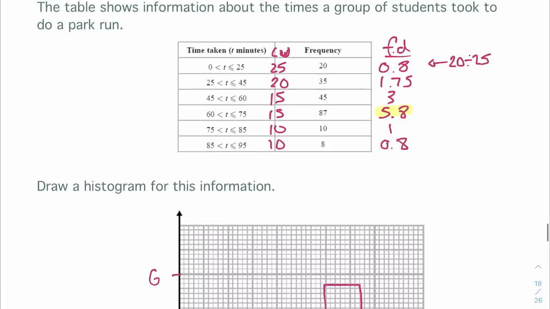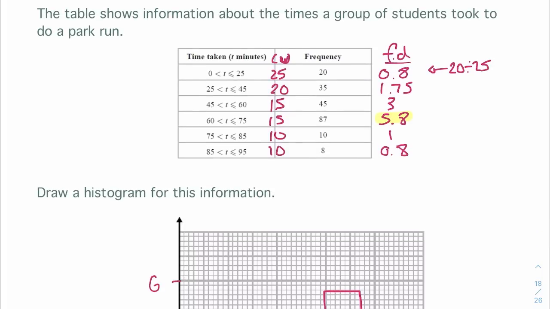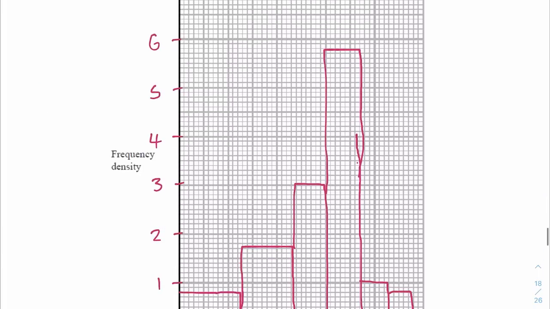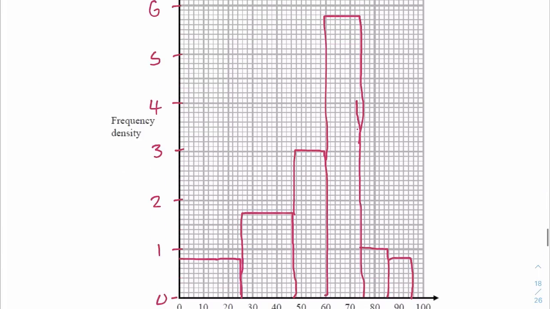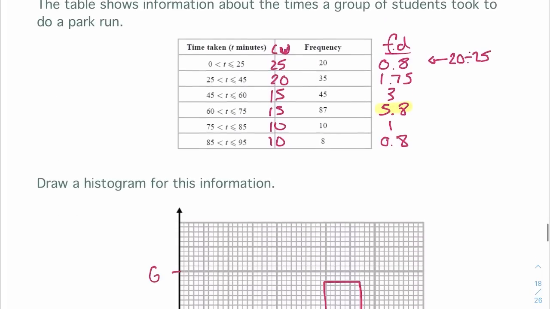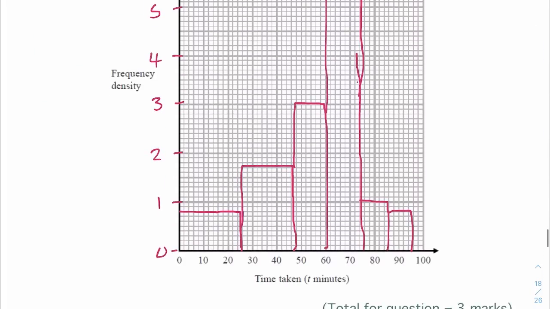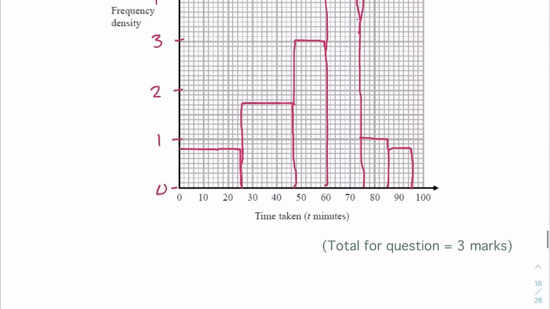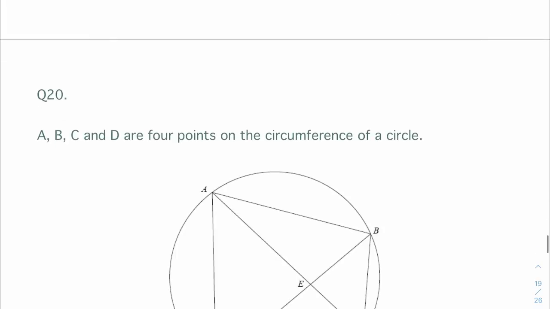Not the nicest to have to draw, particularly that 1.75, that wasn't very nice, and the 5.8 wasn't particularly nice to draw, but not too bad if you have a ruler and a pencil. No additional questions for this histogram, but you could be asked to find averages and things from a histogram as well, but again I'll link that video in the description so you can check out some more histogram questions.